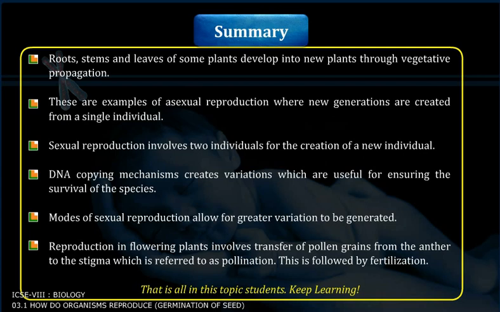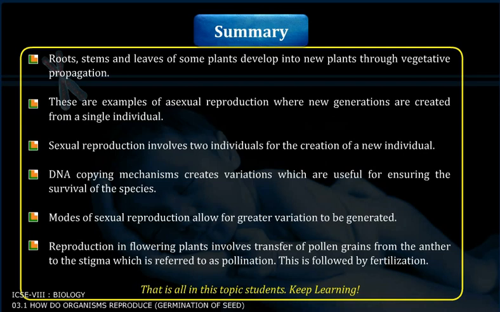Summary: Roots, stems, and leaves of some plants develop into new plants through vegetative propagation. These are examples of asexual reproduction where new generations are created from a single individual. Sexual reproduction involves 2 individuals for the creation of a new individual. DNA copying mechanisms create variations which are useful for ensuring the survival of the species. Modes of sexual reproduction allow for greater variation to be generated.